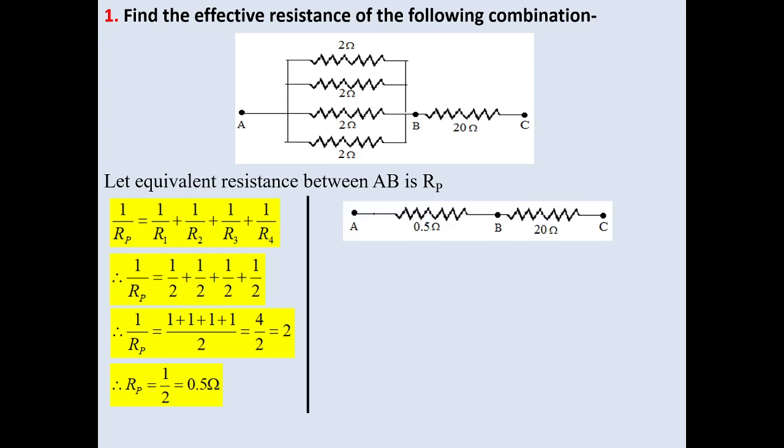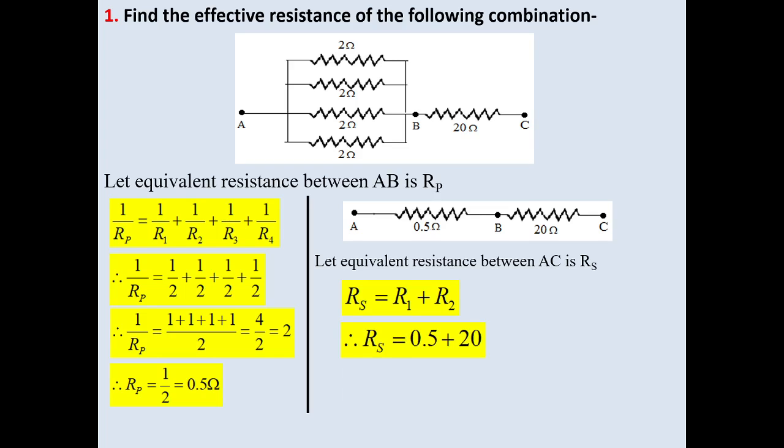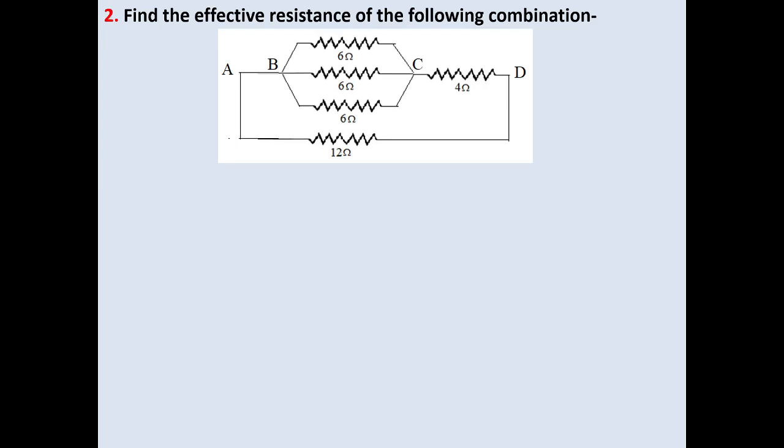Now between A and C, these two resistances are connected in series. So we take Rs as the equivalent resistance between A and C and find out Rs using formula R1 plus R2. Substituting the value of R1 as 0.5, R2 as 20, we write Rs as 20.5 ohm. So effective resistance of total circuit now becomes 20.5 ohm.